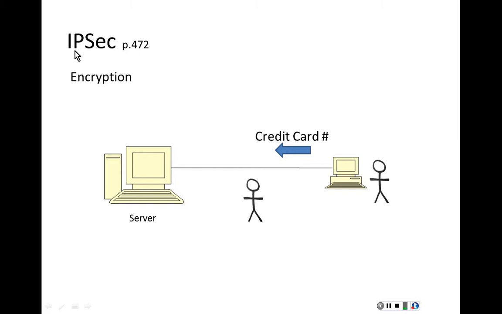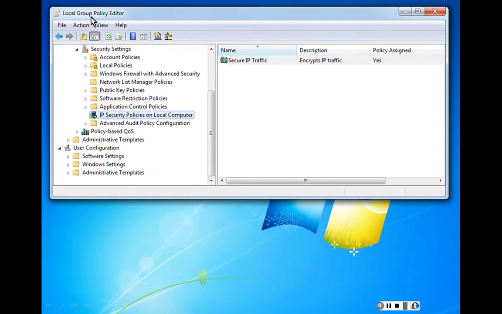You know what TCP/IP is. Well, IP is the Internet Protocol. So IPSec means TCP/IP traffic is encrypted. If we look at the local group policy editor of this Windows 7 machine right here, under security settings, under IPSec policies, we can see that the policy secure IP traffic, which is used to encrypt IP traffic, is currently assigned.